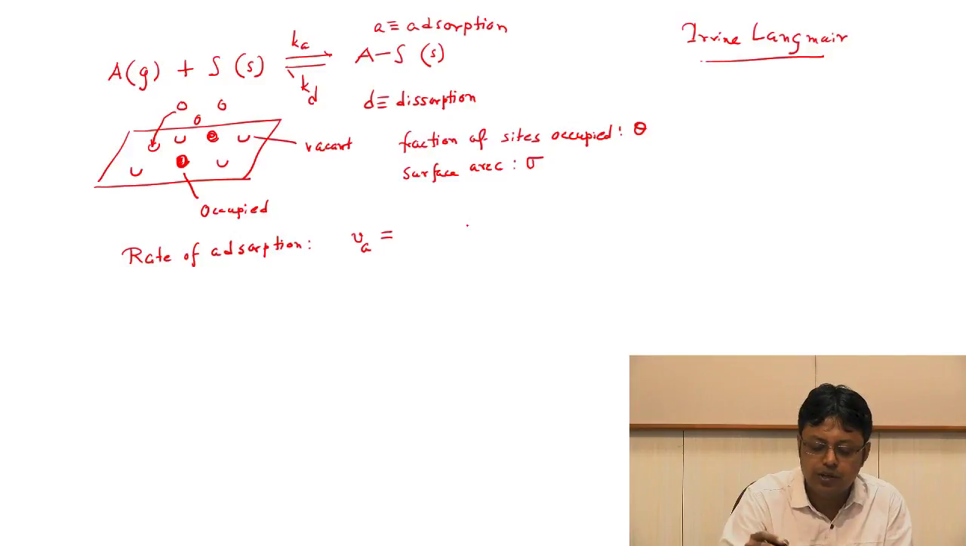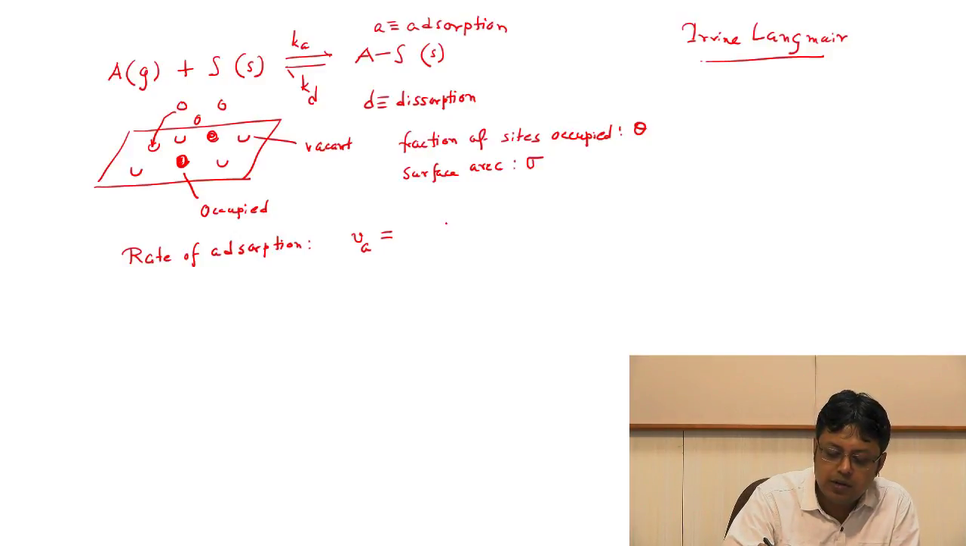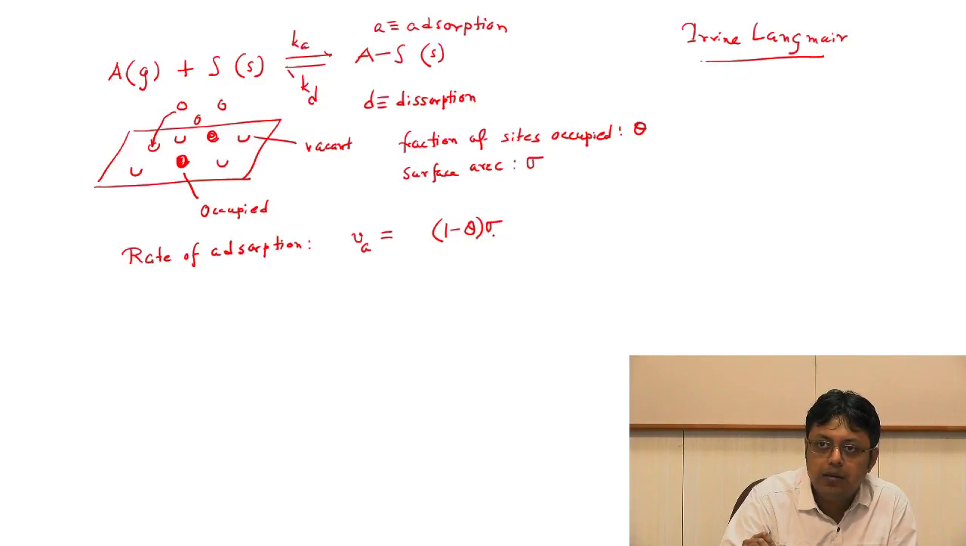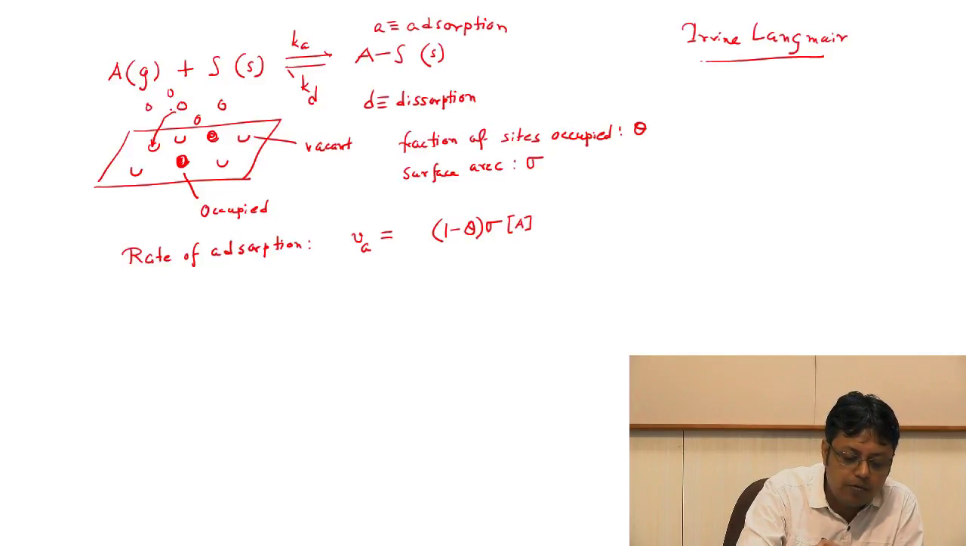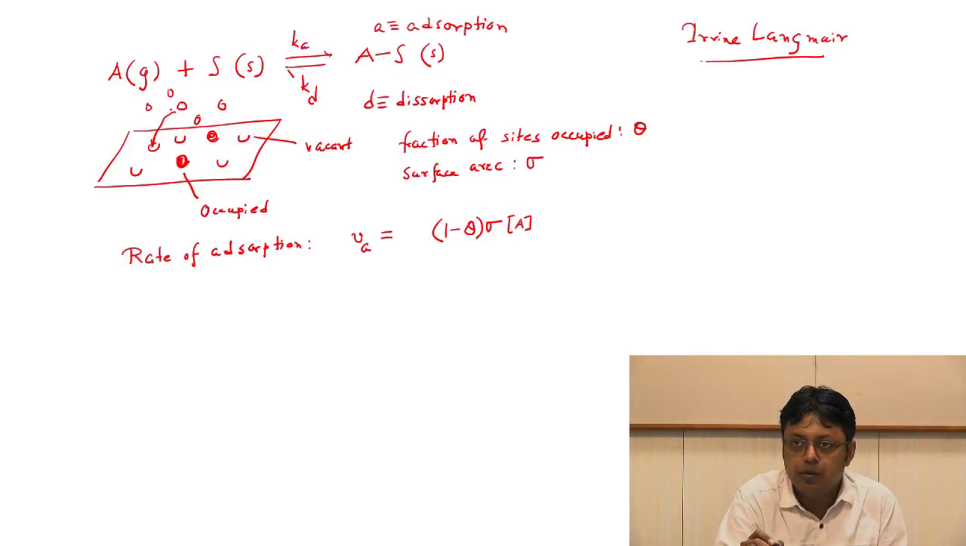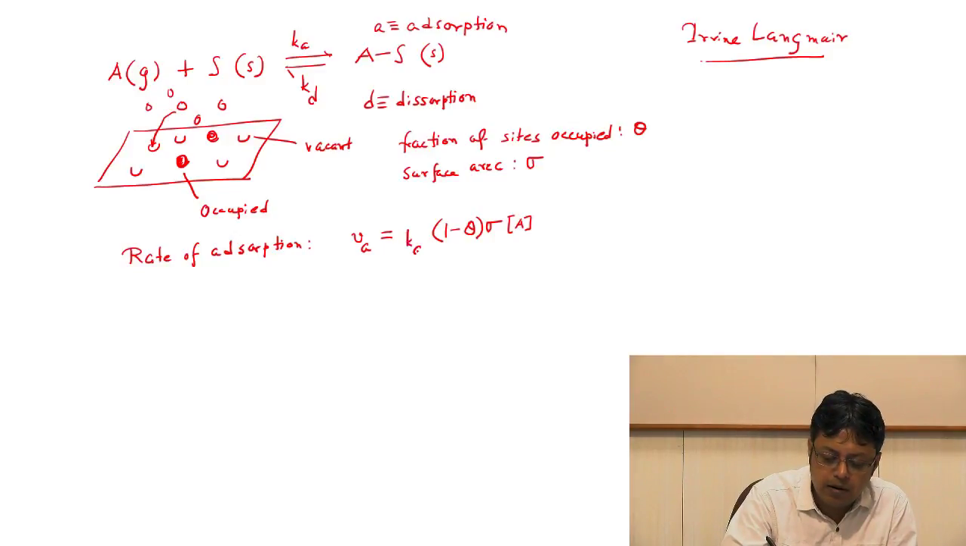I mean, this is just a notation. So then the adsorption will be dependent on what fraction is available. Since this is a fraction, it will be 1 minus theta. So that fraction is basically available. That fraction times the area will be the number of available sites, because we are using a fractional notation. It will also depend on the concentration of A, because if you have more gas molecules here, of course the rate of adsorption will be more. It is as simple as that. And you'll have a rate constant associated with it, the forward rate constant.